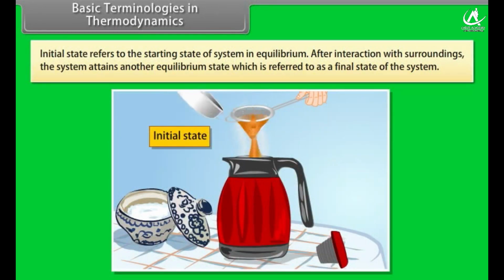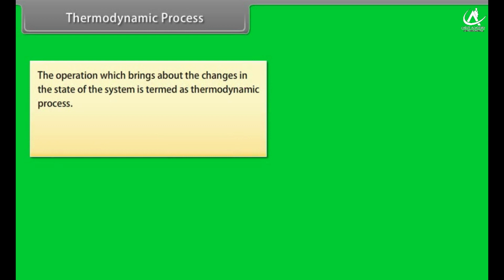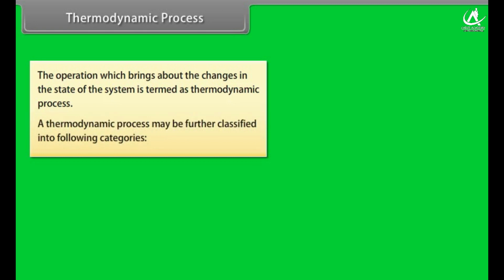Initial state refers to the starting state of the system in equilibrium. After interaction with surroundings, the system attains another equilibrium state, which is referred to as the final state of the system. Thermodynamic process. The operation which brings about the changes in the state of the system is termed as thermodynamic process. A thermodynamic process may be further classified into the following categories.